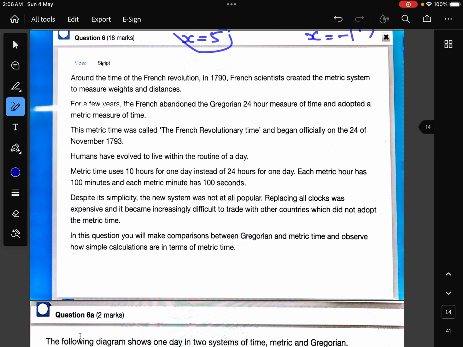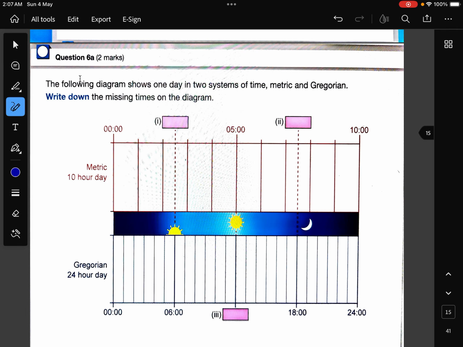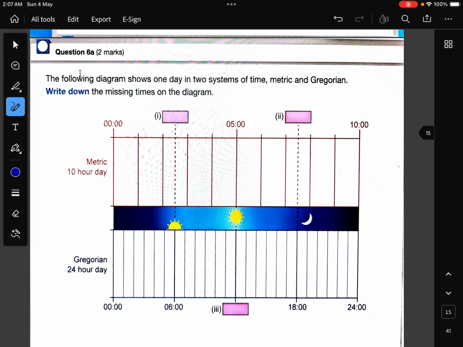Now, question 6 was a very interesting question. It was basically comparing the Gregorian measure of time against the metric time, and generally there will be a lot of comparisons made between these two forms of time. So the first question was basically finding the missing times on the diagram, and we're supposed to find out what is the time for the metric 10-hour day in part 1 and in part 2.